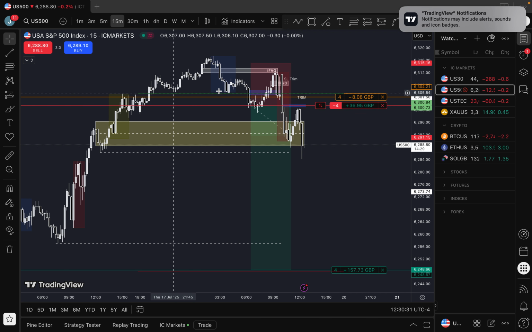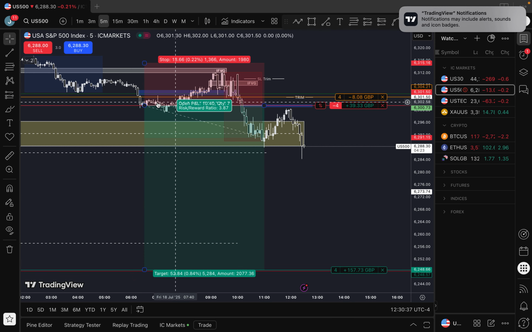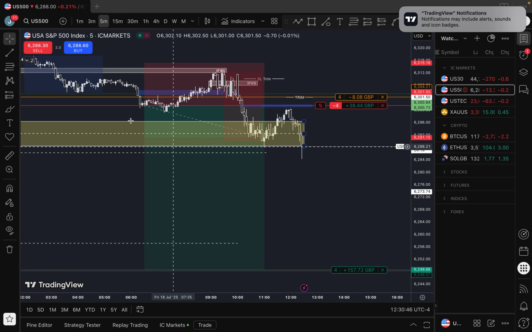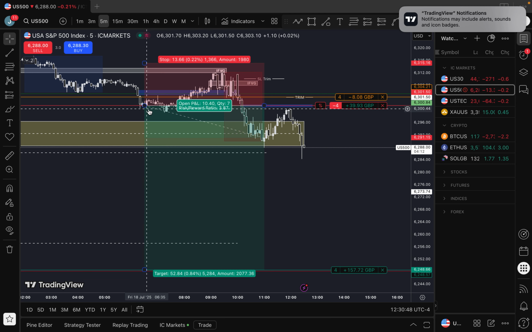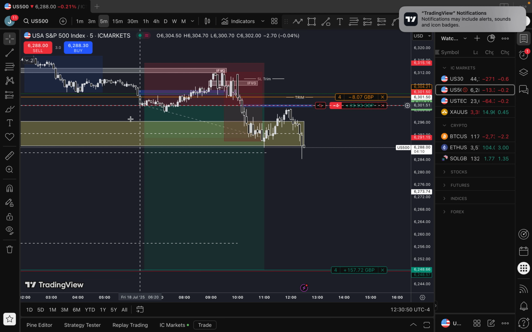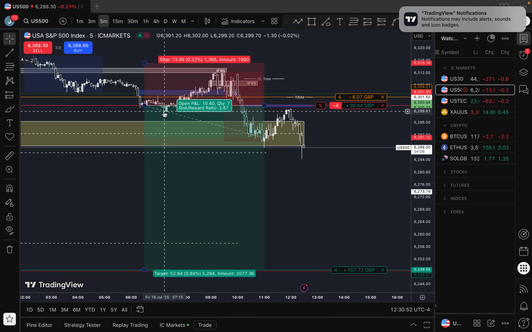down, breaking past this structure. 5-minute fair value gap here. My entry was a bit lower down just because I saw this wick and I thought that could possibly be the move into the fair value gap before the push down. Obviously, looking at the time, it's like 6:30ish around that entry, or like 7:15 in New York time.